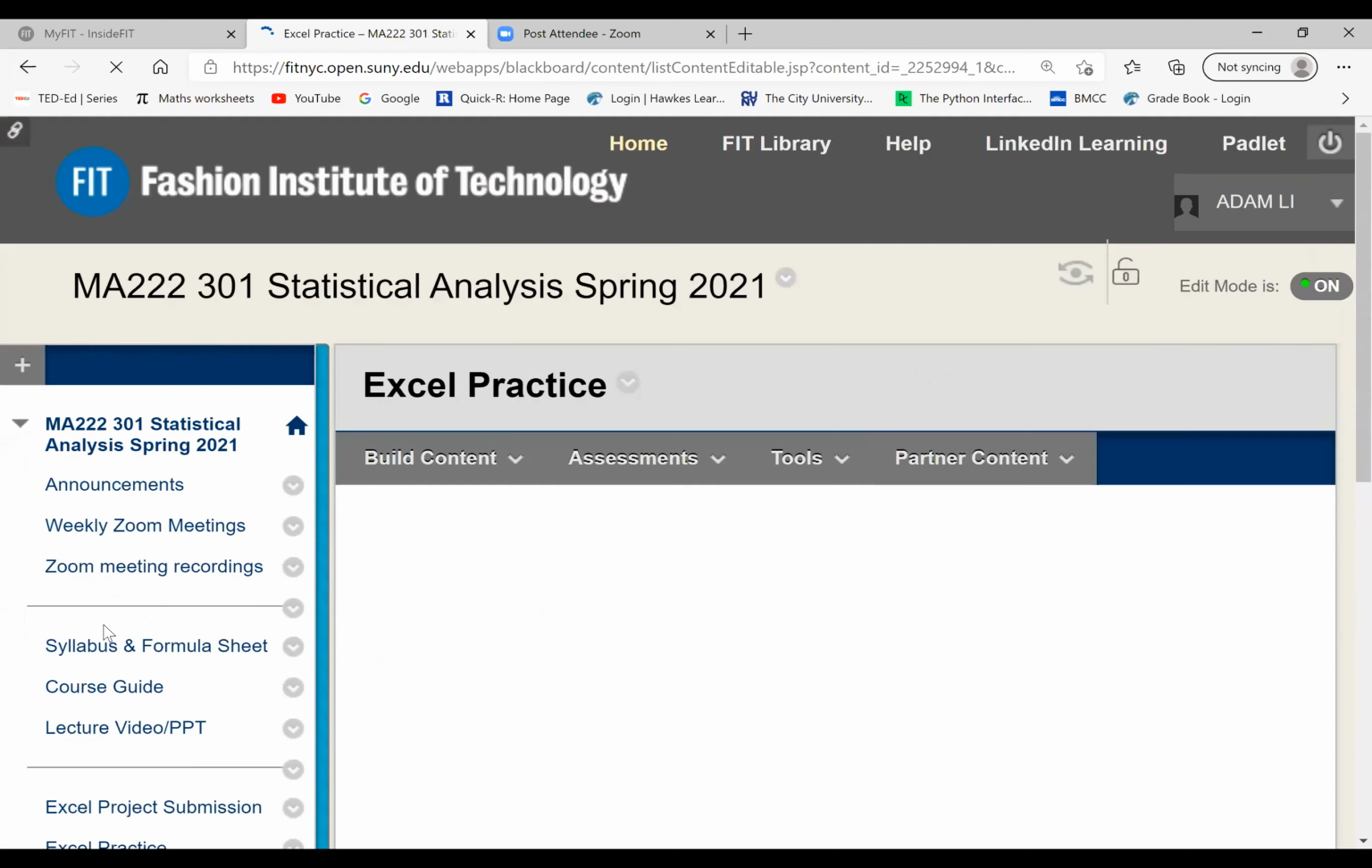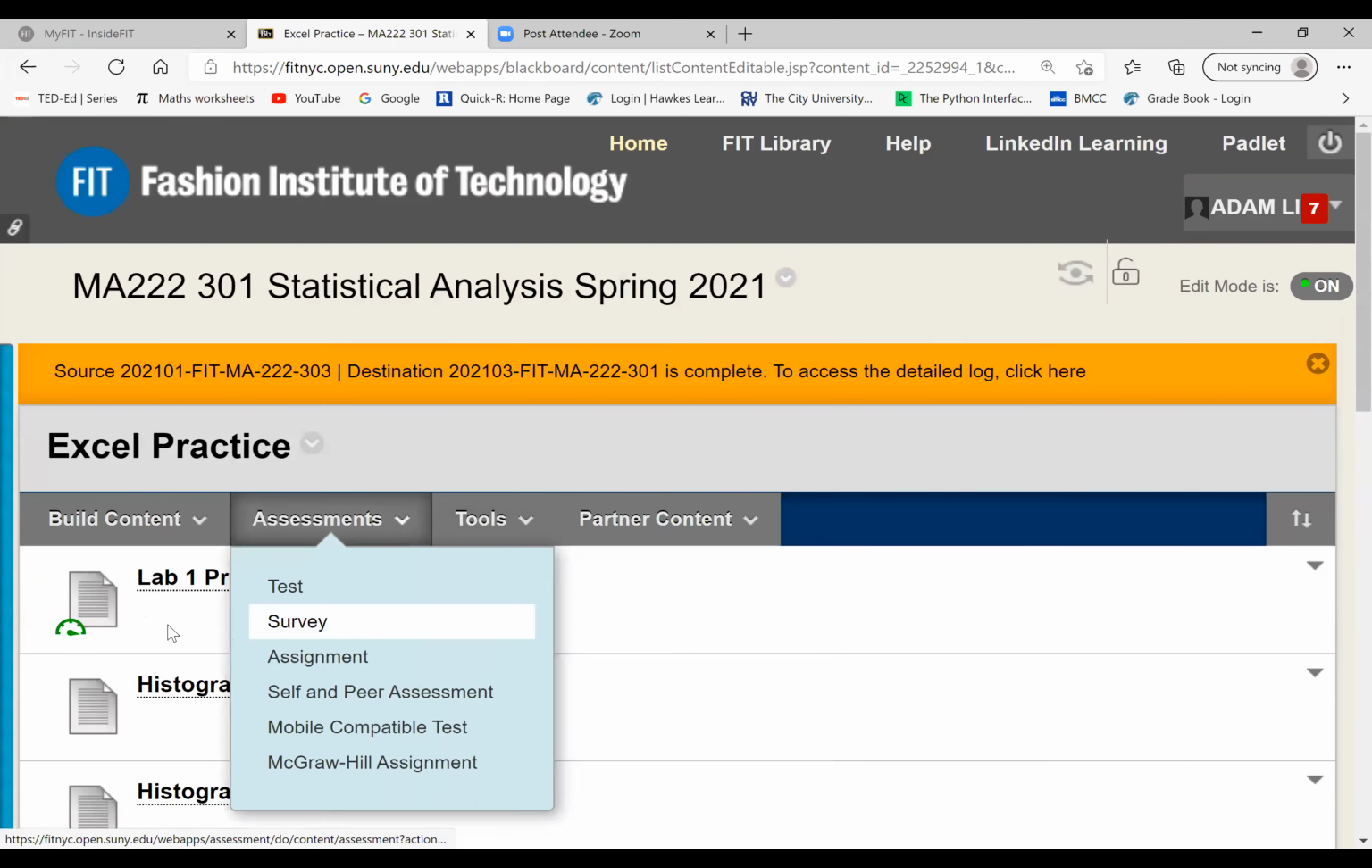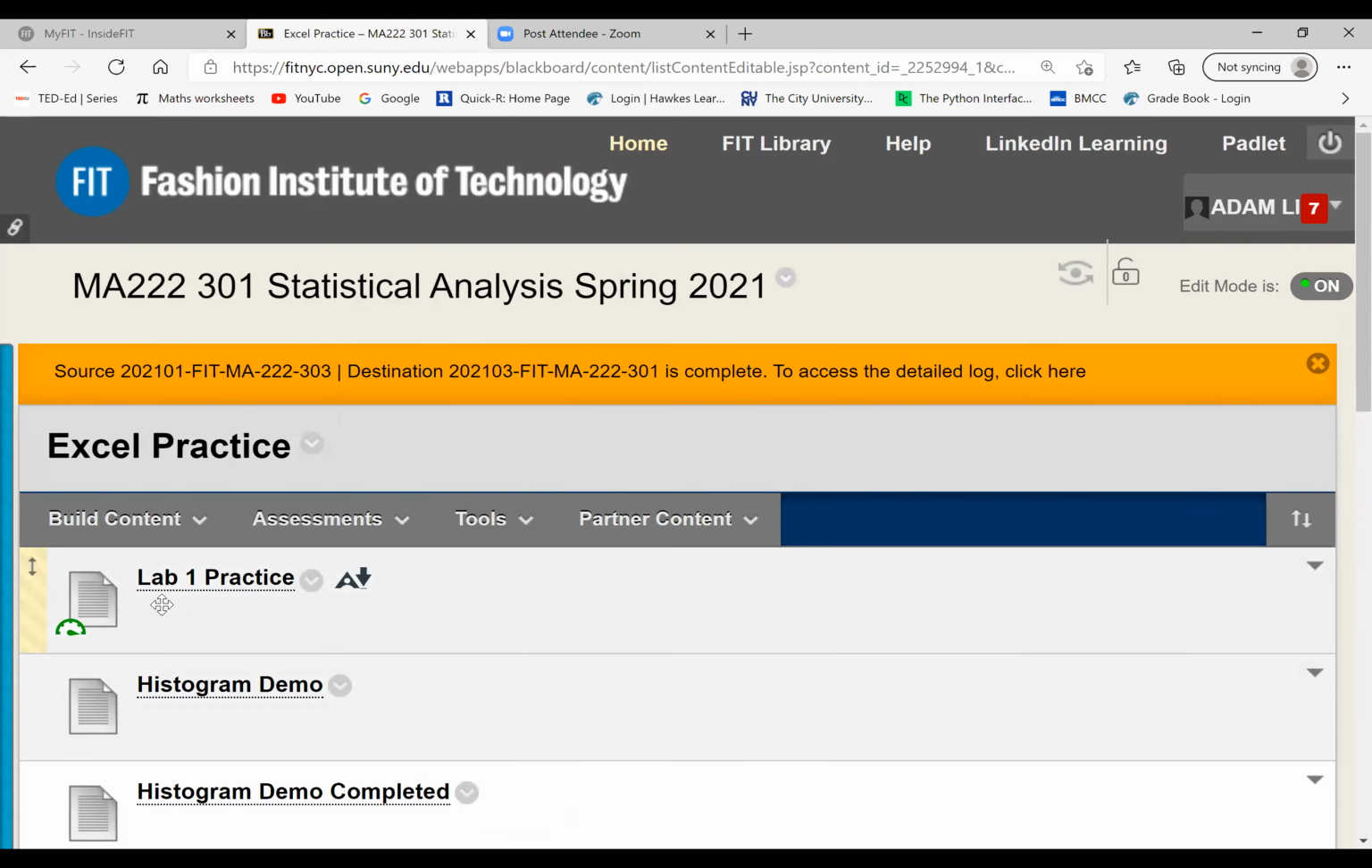And for Excel practice, I usually post it here. So I already posted the lab one practice. We're going to use this lab one practice as a demonstration to help you understand how to complete those questions from Excel project number one. Okay, does that make sense? Any questions on this?